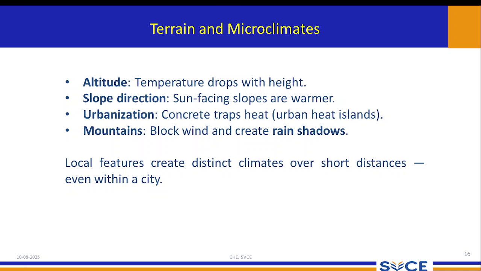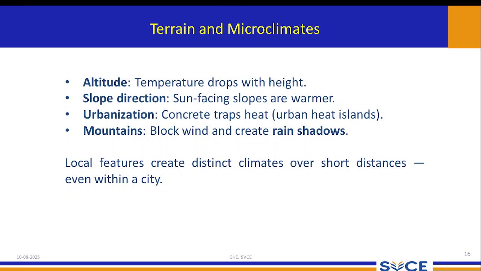Slope direction: sun-facing slopes are warmer. Urbanization: concrete slabs heat up, creating urban heat islands. Because of urbanization, a lot of concrete has been made. It absorbs the heat and slowly releases it, so during the night time you will find it very warm.